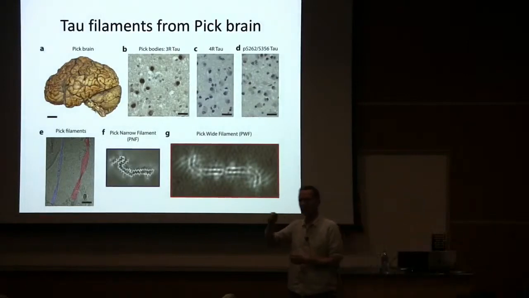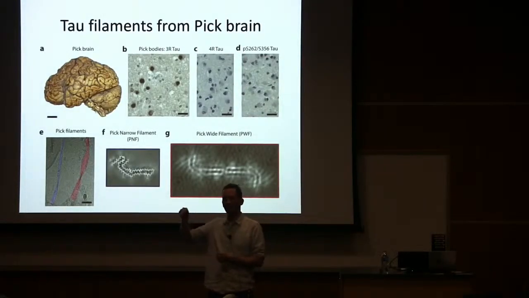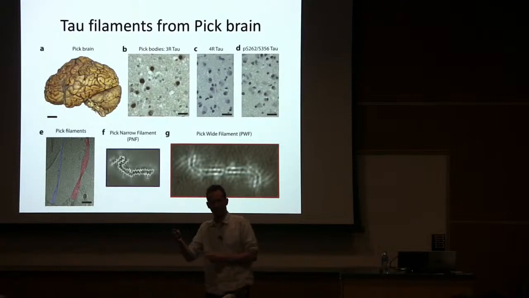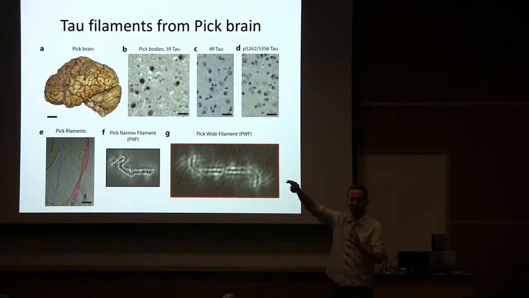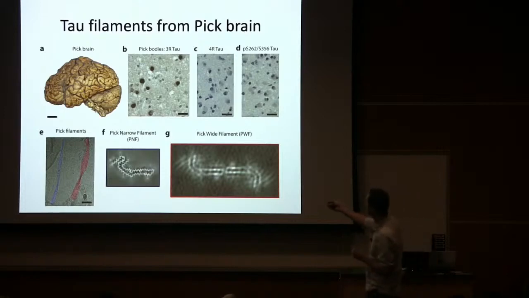Now, what happens in tauopathies where the actual biochemical composition of the filaments is different? The first other disease we looked at was Pick's disease, where, as I told you, only three repeat tau isoforms assemble into filaments. This is a picture of the Pick brain that we used, and instead of the raindrop-like tau tangles in Alzheimer's disease, you have these more spherical Pick bodies in the neuropathology, the histology here.